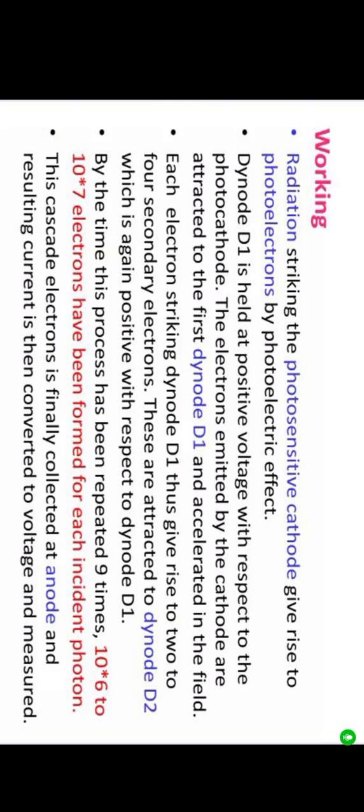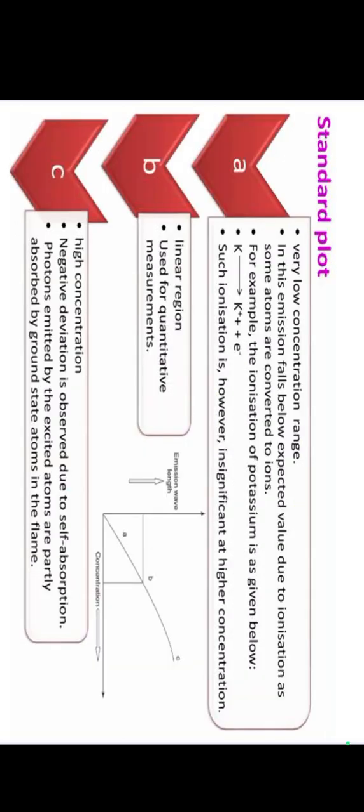After we change the electric signal, it will be read out by the system, or the measurement is read out in graphical representation. Next we see the standard plot of the readout value of flame photometry. First we see the graph in the slide. In this graph, the concentration and the emission wavelength are plotted. The graph is denoted A, B, C.